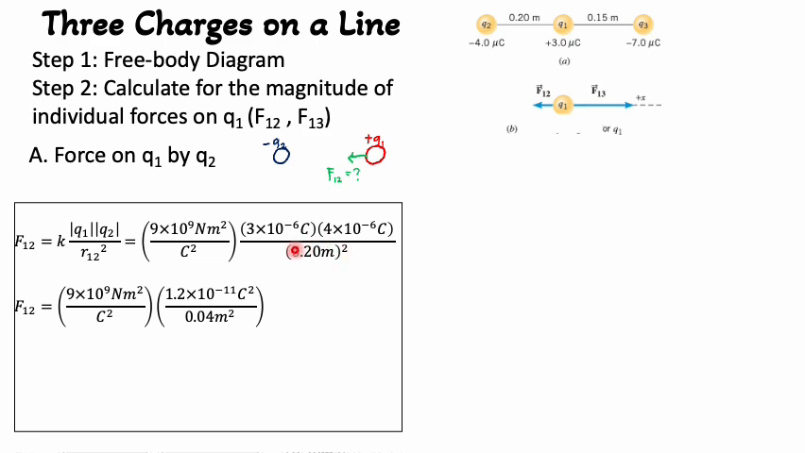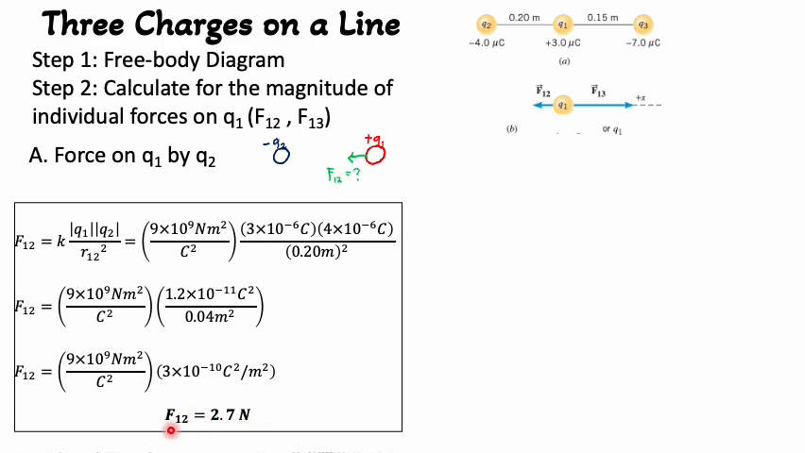You square the separation distance. 0.20 squared is 0.04 meters squared. And then you divide the two values here. You will get 3 times 10 to the negative 10 Coulomb squared per meter squared. And then multiply it with the proportionality constant, and you will get 2.7 Newton. So that means the value of this force acted on Q1 by Q2 is 2.7 Newton.